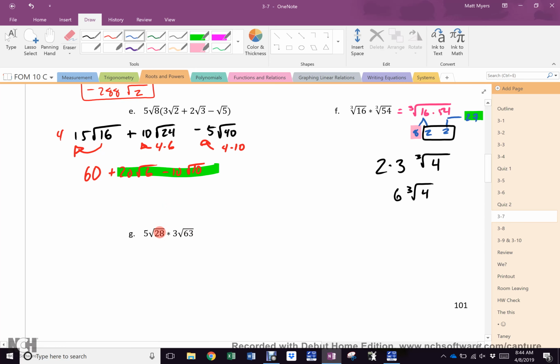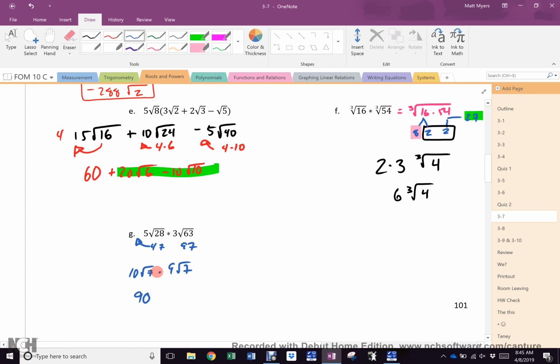What's 28? 7 and 4. What's 63? 9 and 7. What's square root of 4? Prab, you might as well finish this off because you got this. 2, what's coming out? 2, so what do I got? Root 7 times. What's square root of 9? So what's coming out? So what do I got? 9 root 7.